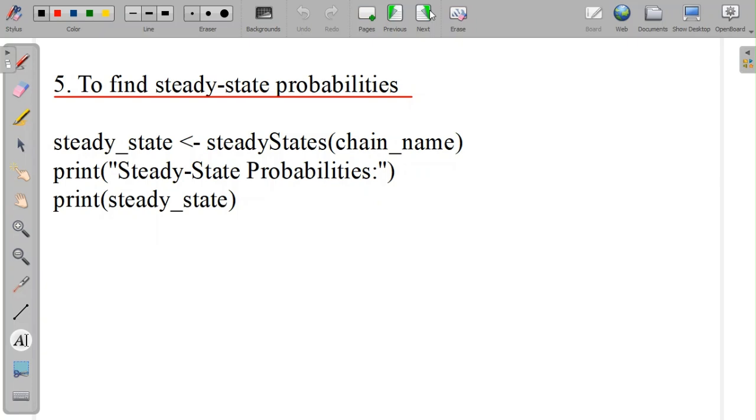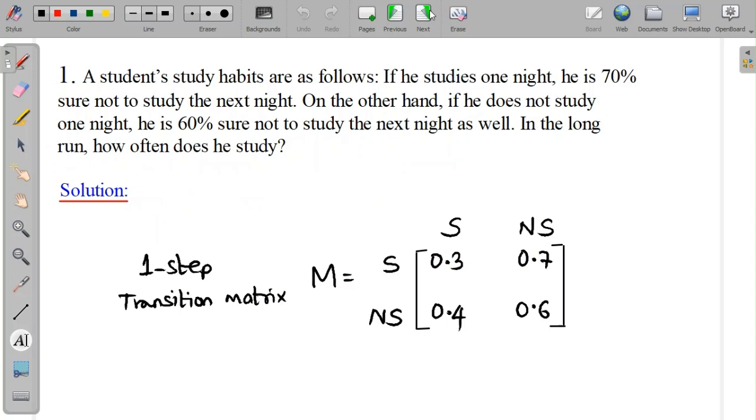Now, with that introduction, we'll go into the list of problems that we have solved analytically, and we'll solve each one of them using RStudio. The first one is the student problem. The student has a study habit in which he studies or chooses not to study, and the probability with which he studies and does not study are given in the problem.